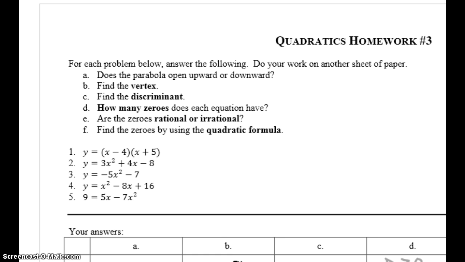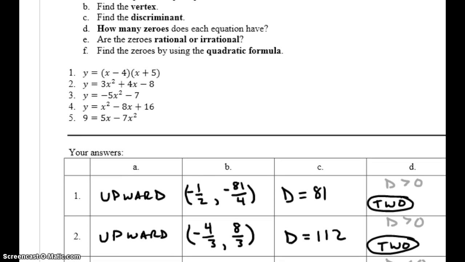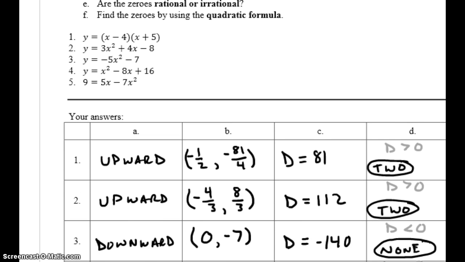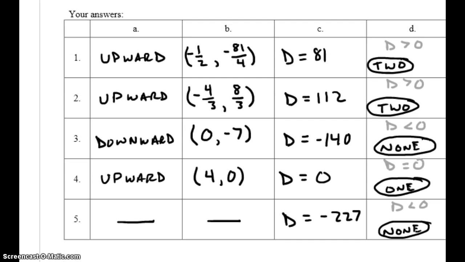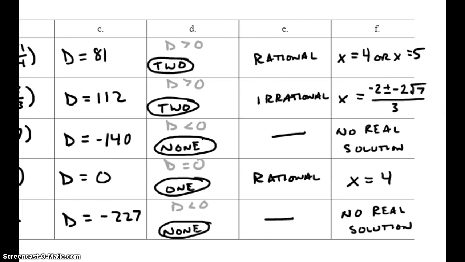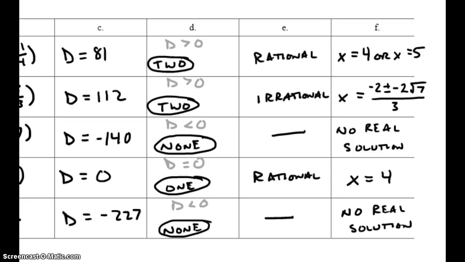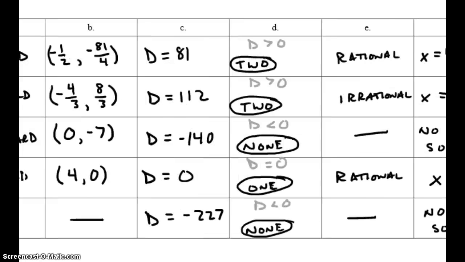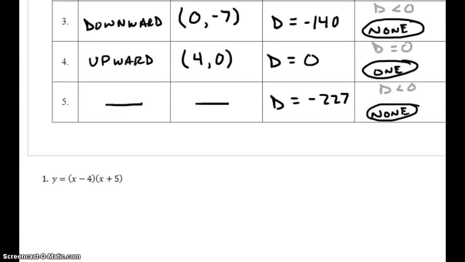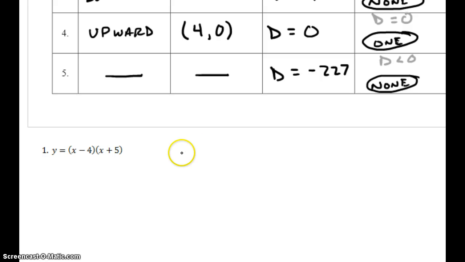The first problem we're supposed to do is y equals x minus 4 times x plus 5. Now, here are the solutions that I came up with for all of these problems. And we're mainly concerned in this video with the first one. So let's start with y equals x minus 4 times x plus 5.